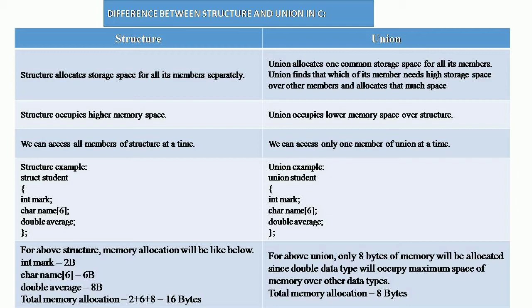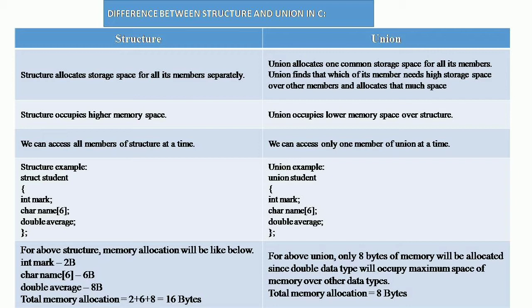Once again, what is the structure? Structure allocates storage space for all its members separately. Union allocates one common storage space for all its members. Union finds which of its members needs the highest storage space over other members and allocates that much space. Structure occupies higher memory space.